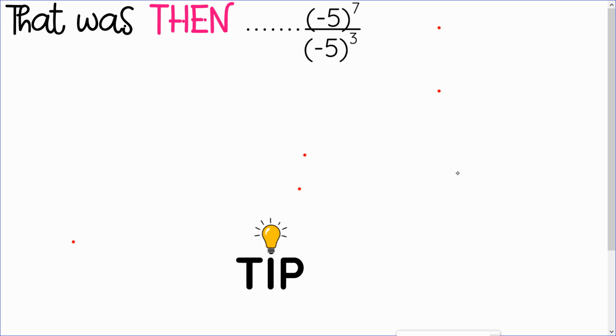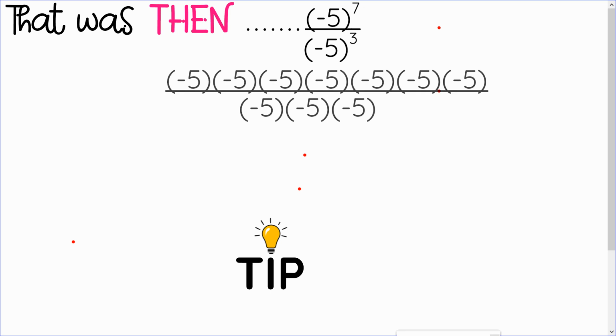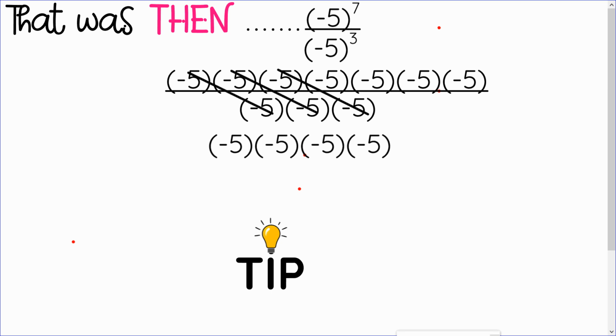That was then when we would divide negative 5 exponent 7 by negative 5 exponent 3. So again, I'm going to expand that out. 7 repeated factors of negative 5 in the numerator, 3 repeated factors of negative 5 in the denominator. I always look to see what I can cancel. And I can cancel 3 factors from the top and the bottom. I'm left with 5 repeated factors of, sorry, of negative 5. So writing that as one exponent, I have negative 5 exponent 4.